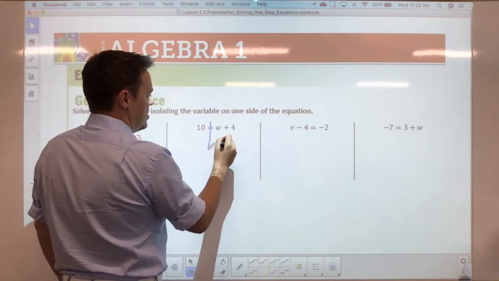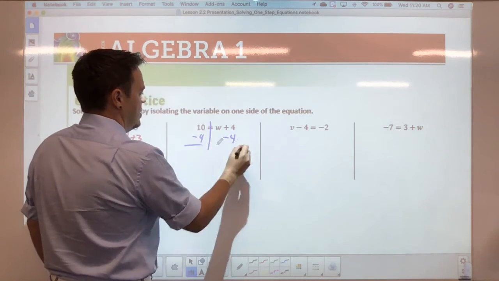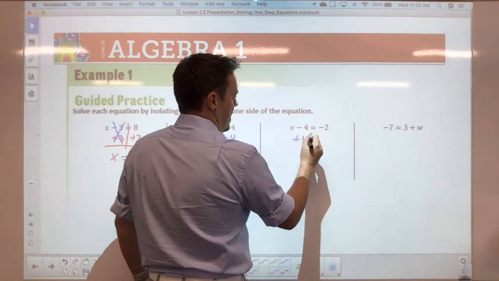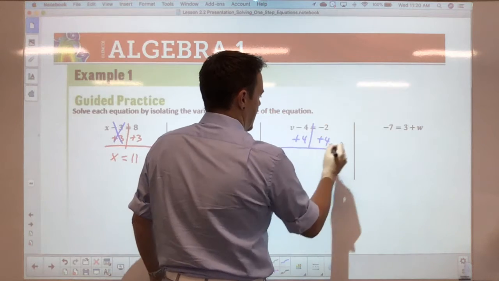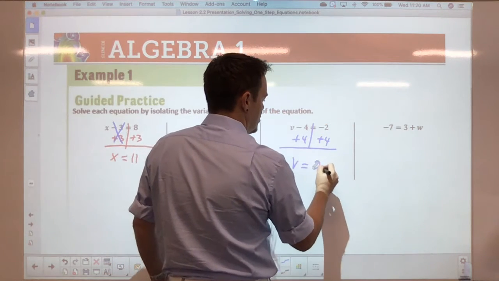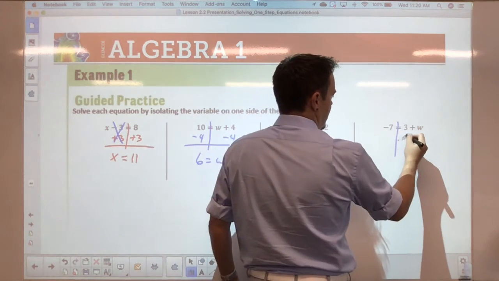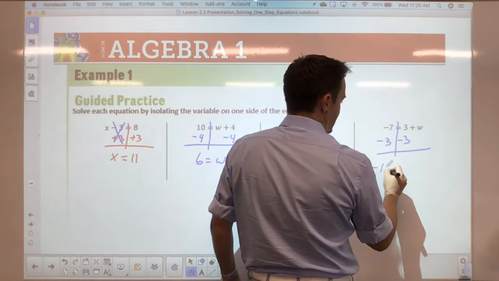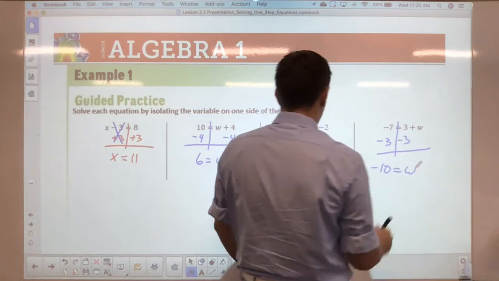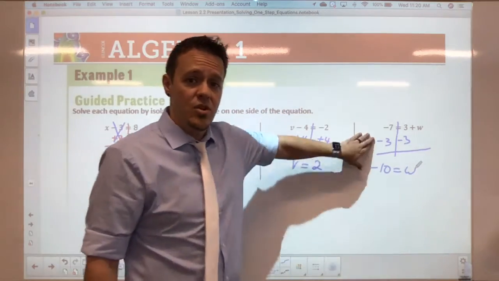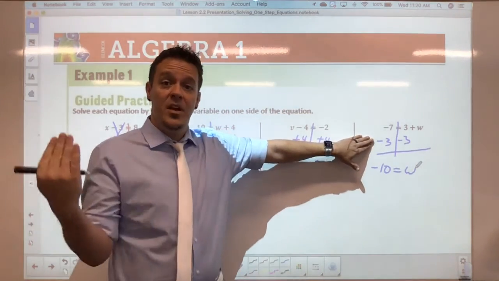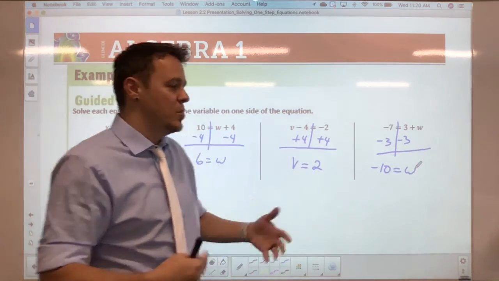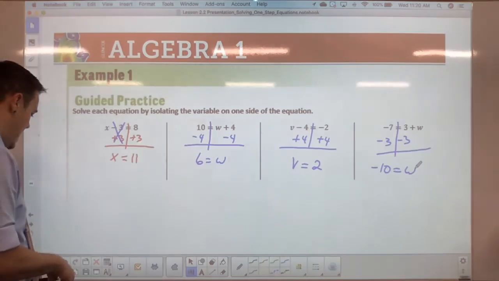Okay, on this side here, negative 4, so you have 6 equals w. This side, add 4. Okay, you have v equals 2. And then this side here, negative 3. And then you would have negative 3, so negative 10 equals w. So if you struggled with this one, make sure you remember you spent 7, then you went and spent 3. How much have you spent for the day? 10, okay? So please make sure you guys understand that concept.